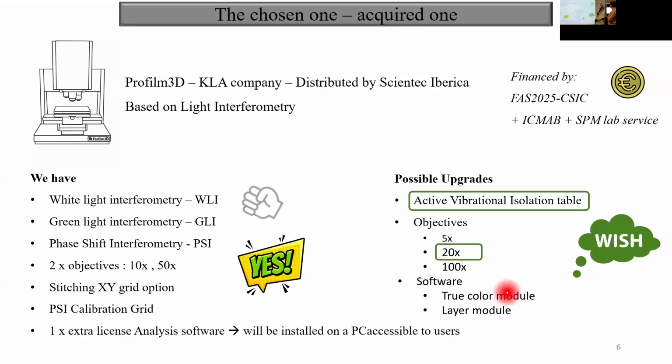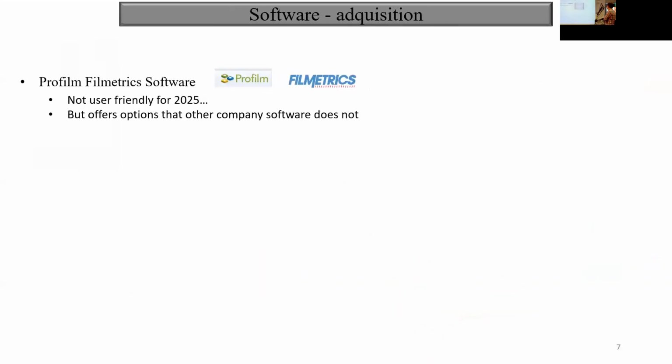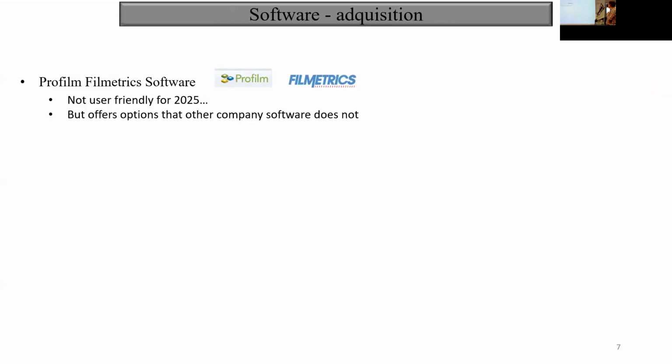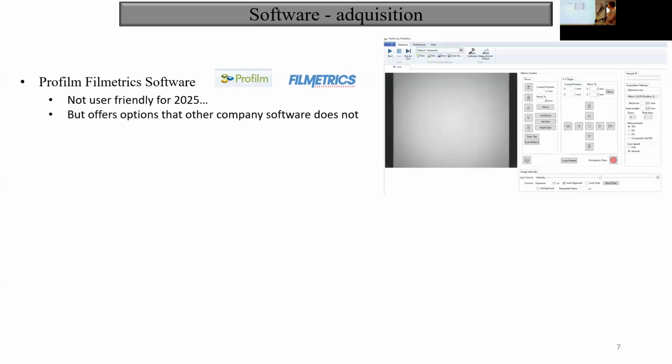Then there are these software possibilities that I would suggest testing with the company to see if they are, I mean, interesting. I don't see them as a priority now. About the software, the acquisition software is this Profil from Filmetrics. It's not user-friendly software for 2025, but it offers options for measuring that other companies don't offer.